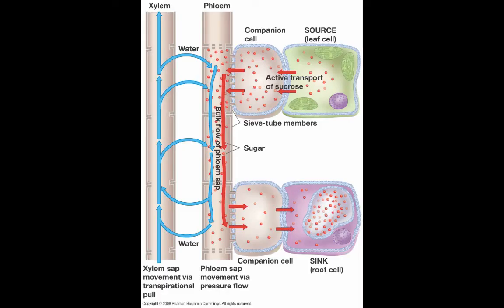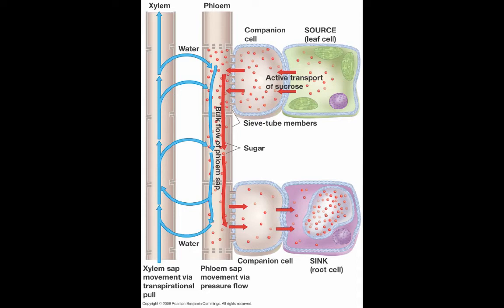This is a textbook version. Notice that it uses the expression active transport. Also, the companion cell is gigantic compared to the actual phloem sieve plate cell, but the opposite is true. This is just a cartoon. And this active transport is kind of ambiguous. I mean, in which cell is ATP being spent?